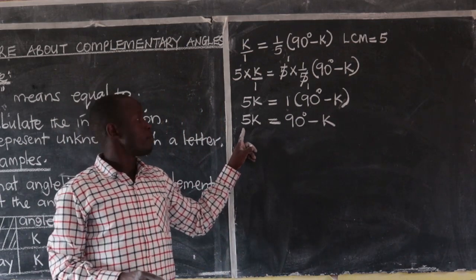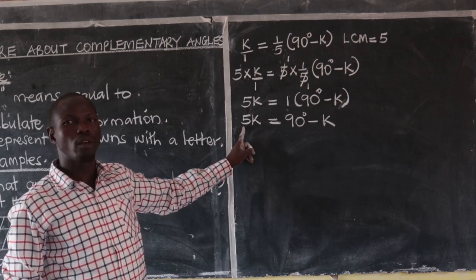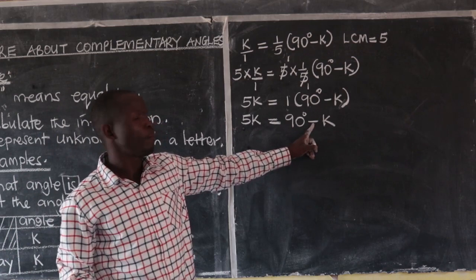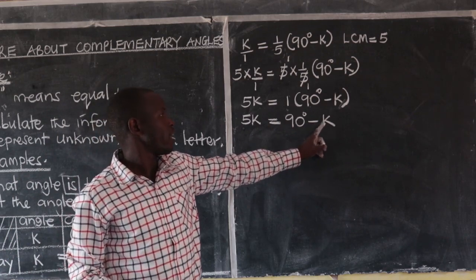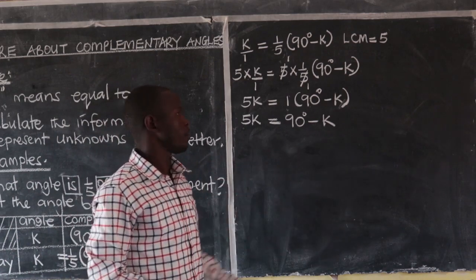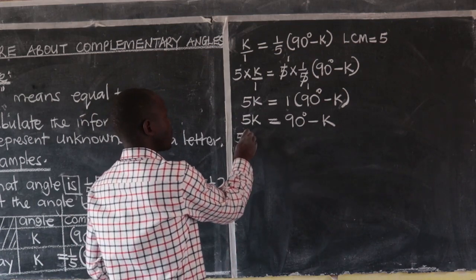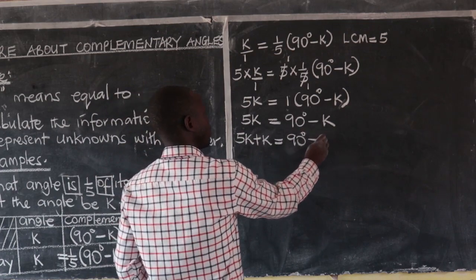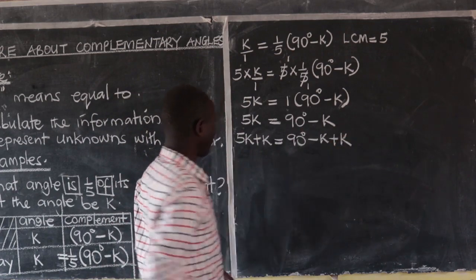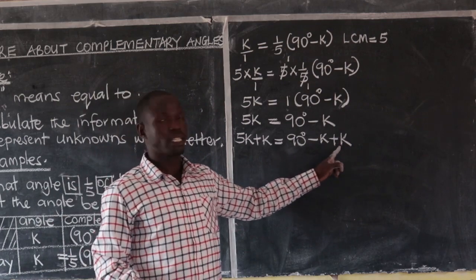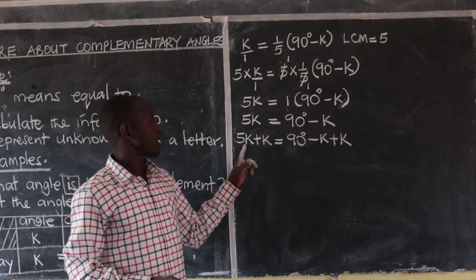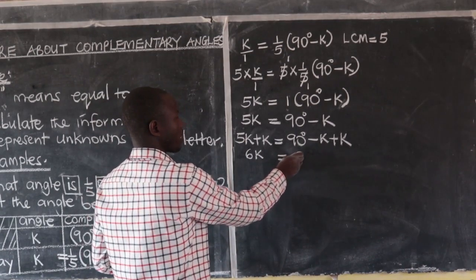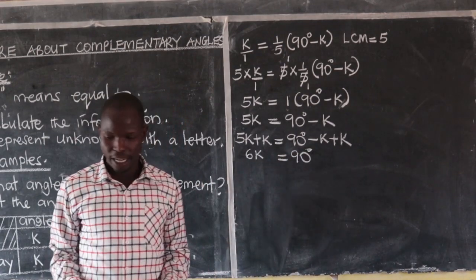In this step, we have formulated a simple equation where we need to collect like terms. And when collecting these like terms, we have to introduce the opposite of negative K, or the additive inverse of negative K. So this is 5K plus K is equal to 90 degrees minus K plus K. In this case, minus K plus K is 0. And then 5K plus K is 6K, is equal to, on the other side, we shall be remaining with only 90 degrees.